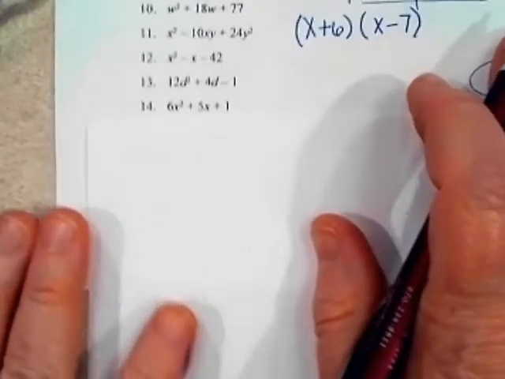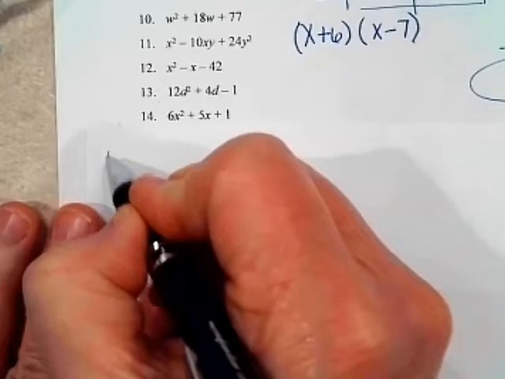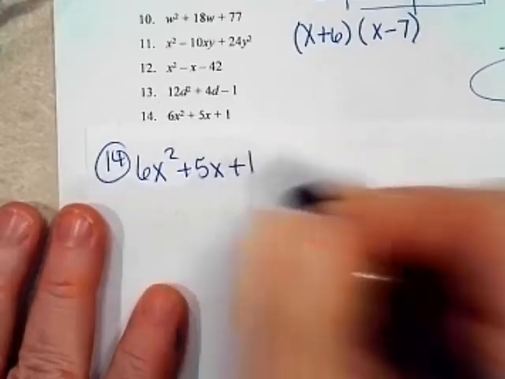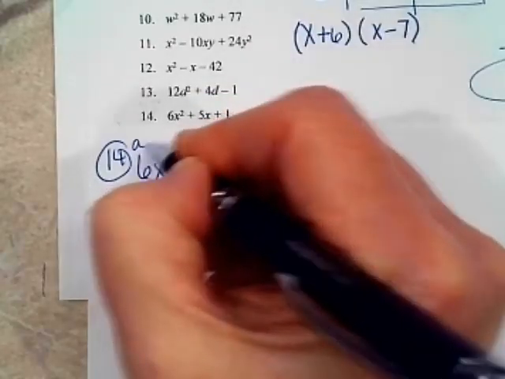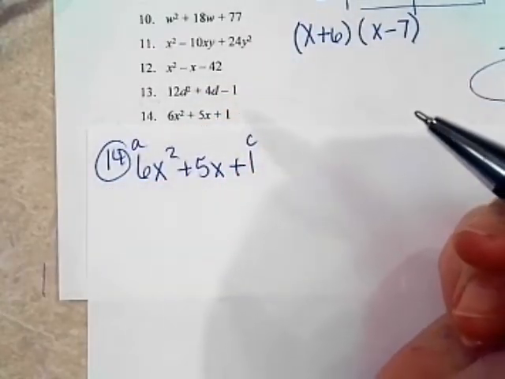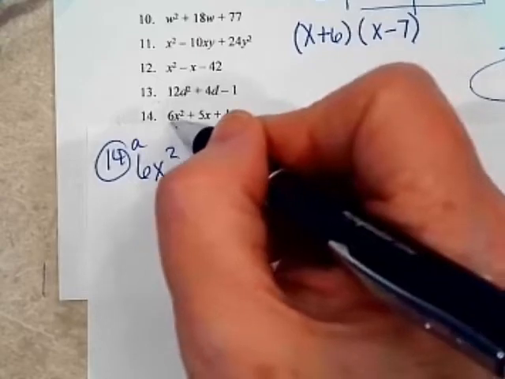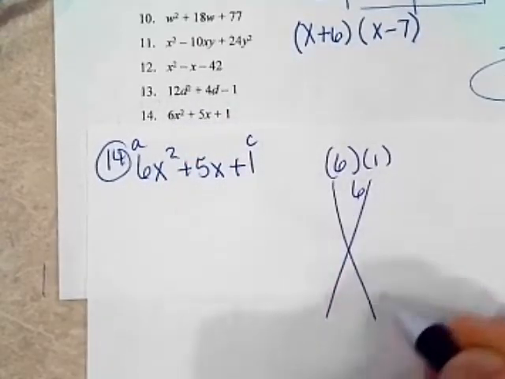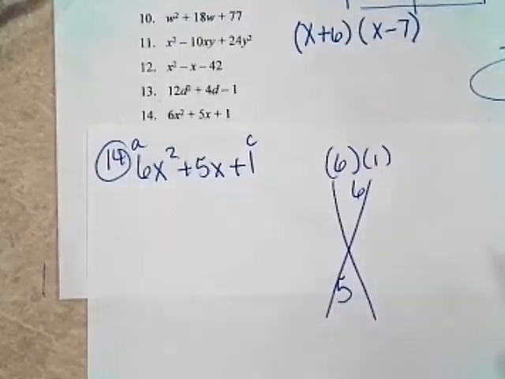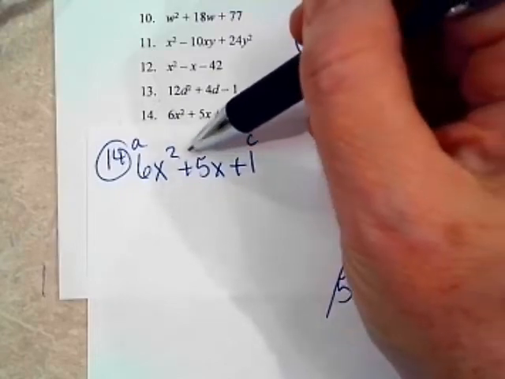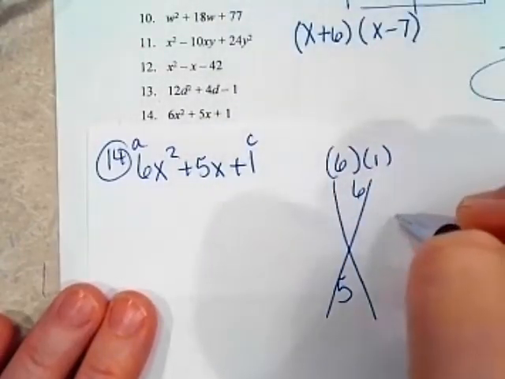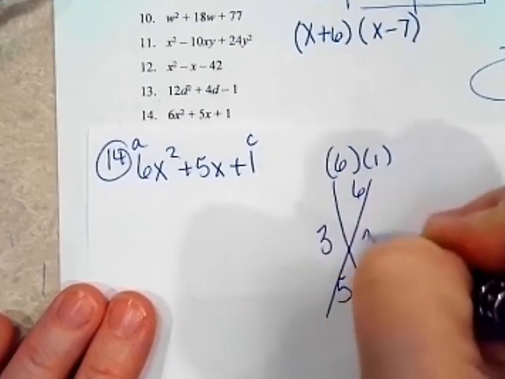Number 14. Number 14 says 6x squared plus 5x plus 1. And we're going to use the AC method because it has a leading coefficient of 6. So we're going to do 6 times 1, which is 6. And we want them to add together and give me 5. Now, in that problem, all the signs are positive. You got a positive here, you got a positive here. So I don't have to worry about any negatives. So the factors of 6 that would add up and give me 5 would be 3 and 2.